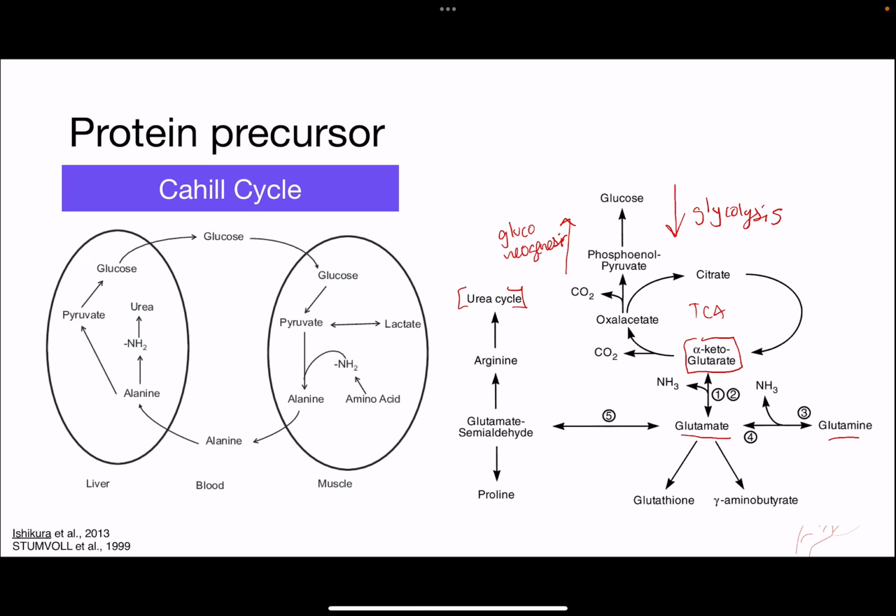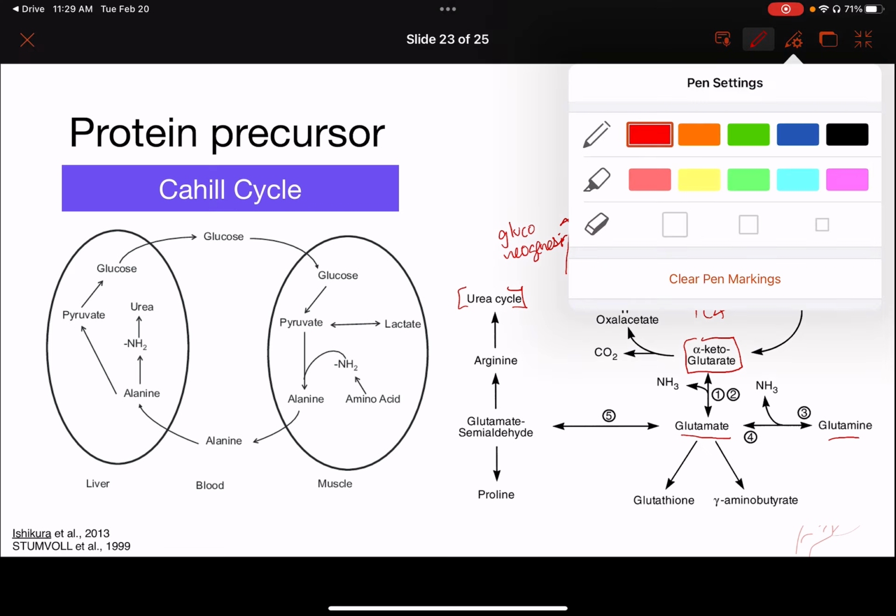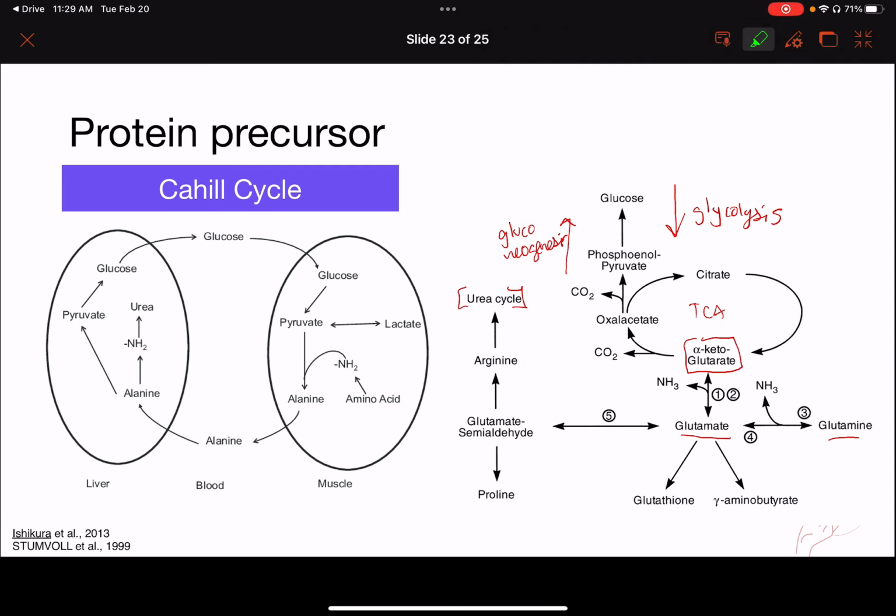We also have the Cahill cycle. And this is important because it cycles proteins between muscle and the liver through blood. In fact, it has two main parts. It's cycling alanine and glucose. So alanine gets pulled out of the muscle, gets made into pyruvate. Pyruvate gets made into glucose. This is gluconeogenesis.